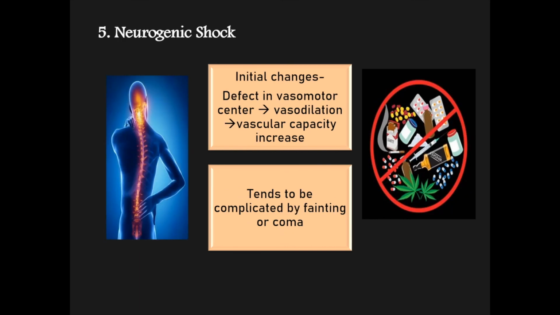Neurogenic shock is primarily caused by spinal cord trauma or trauma to the central nervous system, gunshot wounds to the spinal cord, sports injury, and several medications to the autonomic nervous system that helps to regulate the breathing. The initial changes are in the vasomotor center, which leads to widespread vasodilation and increased vascular capacity. It often gets complicated by fainting or coma.